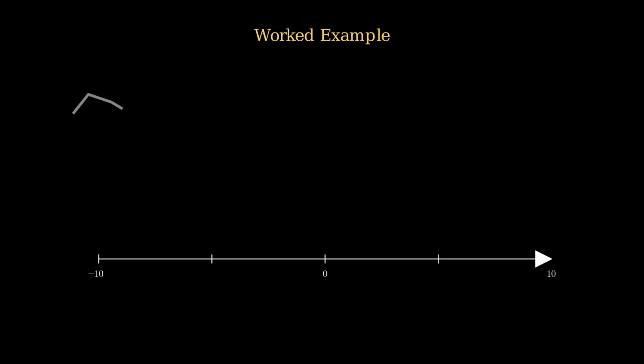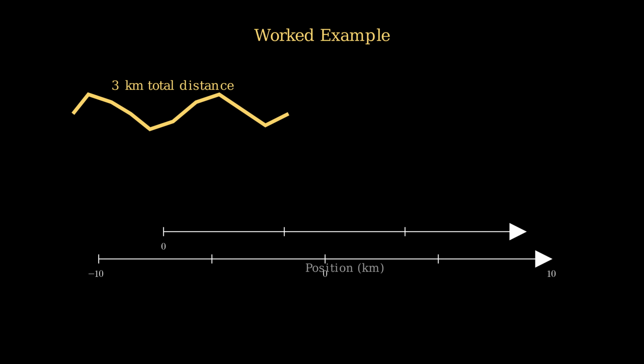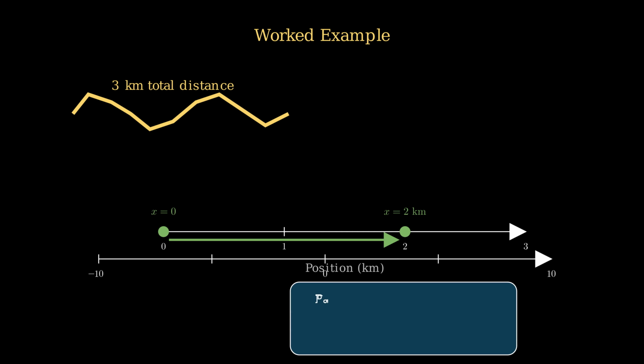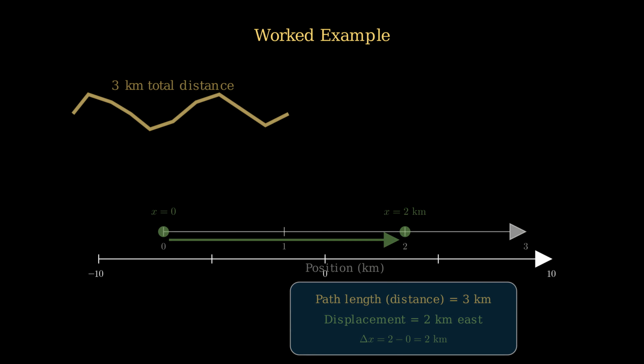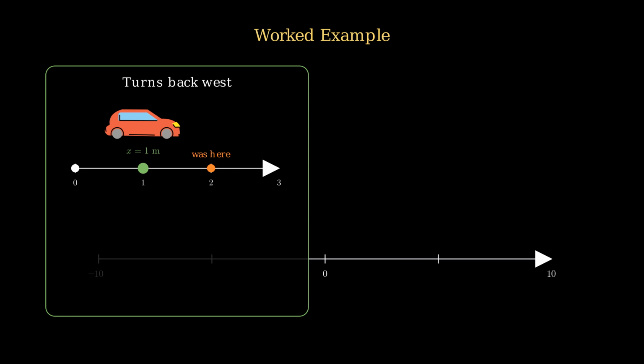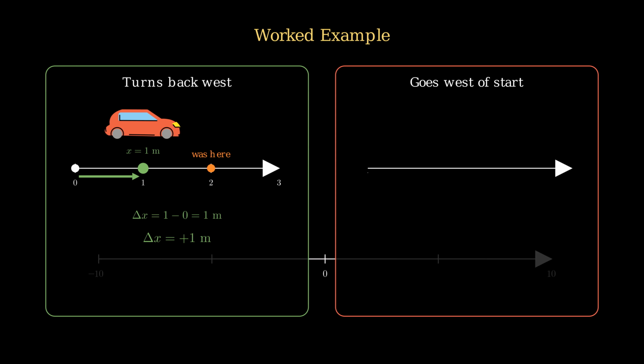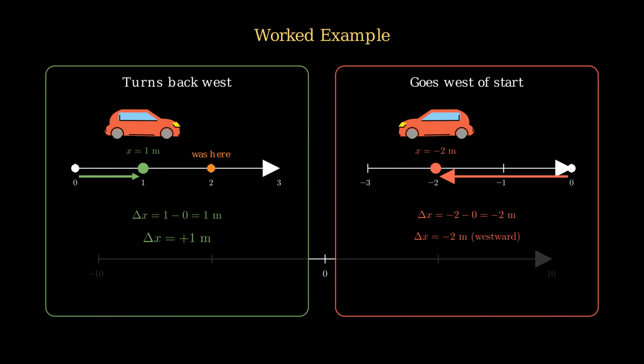Let's say the car drove 3 kilometers along the winding road, but ended up only 2 kilometers east of where it started. The path length is 3 kilometers, but the displacement is 2 kilometers east. If the car had turned around and gone back 1 kilometer west at the end, its final position would be at 1 kilometer east. The displacement would be 1 kilometer, and we'd write displacement equals positive 1 kilometer.